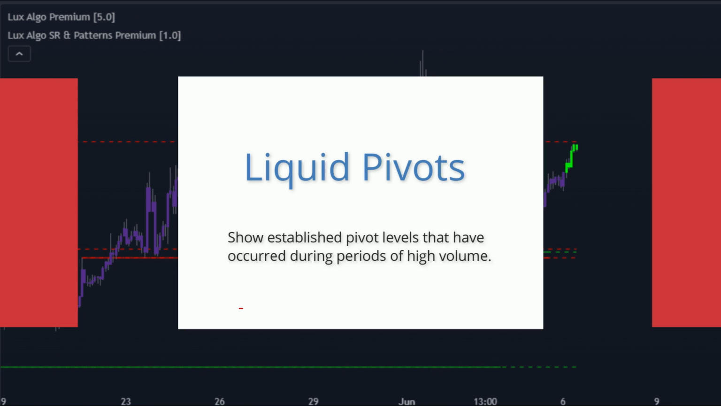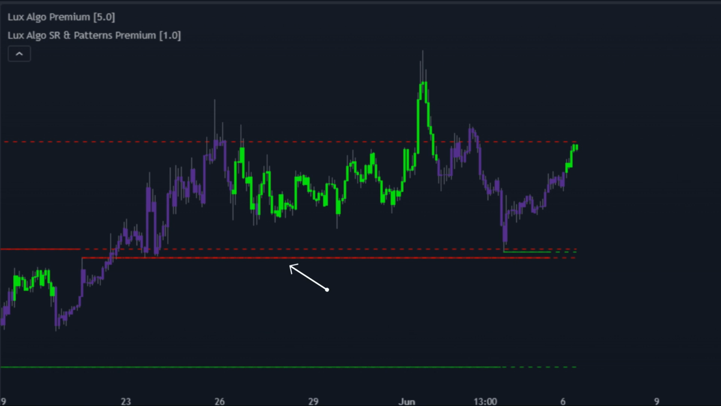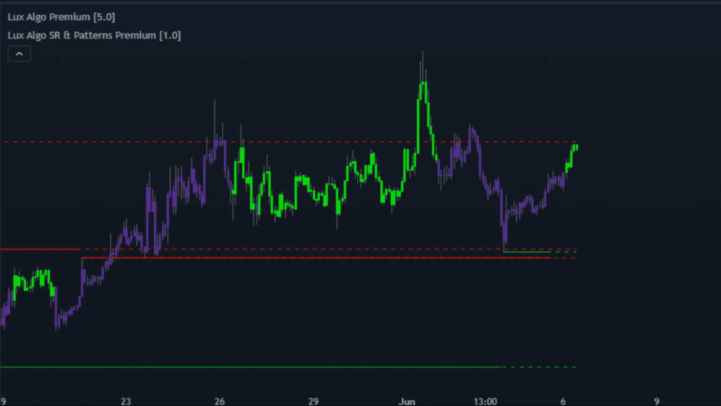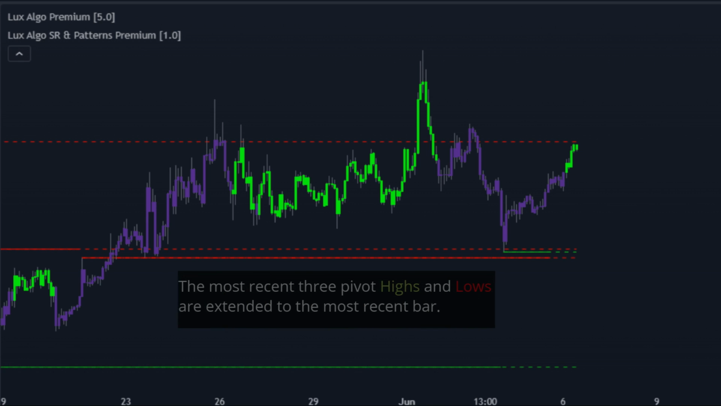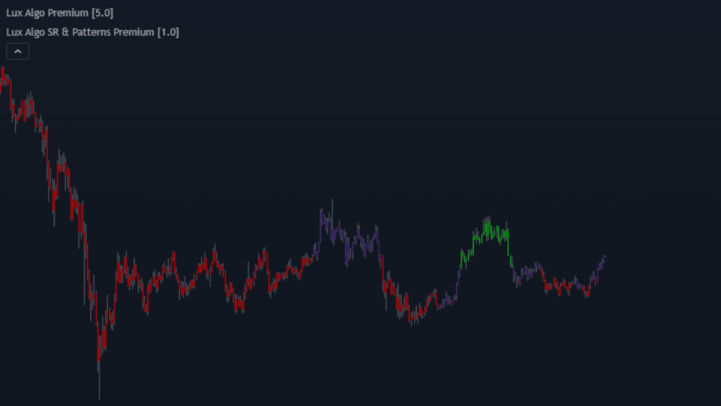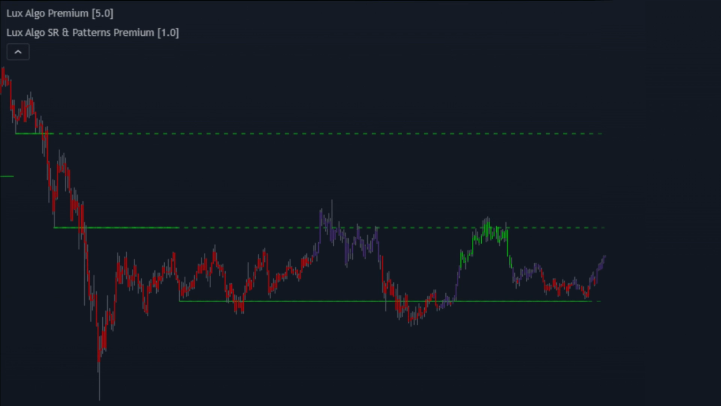Liquid pivots show established pivot levels that have occurred during periods of high volume. These pivot levels can be considered to be significant areas when providing support and resistance levels, particularly during breakouts. The most recent 3 pivot highs and lows are extended to the most recent bar. Quite often, in a ranging market, liquid pivots highlight a ranging channel.